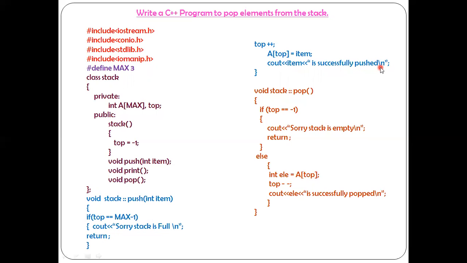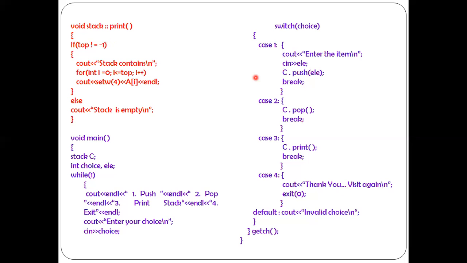"10 is successfully pushed.\n" Backslash n and double quotation close, and end with a semicolon. This flower bracket indicates the end of the push member function. Again, it comes here: 1 for push, 2 for pop, 3 for print, 4 for exit. Enter your choice. Again, this time I'll input 1.